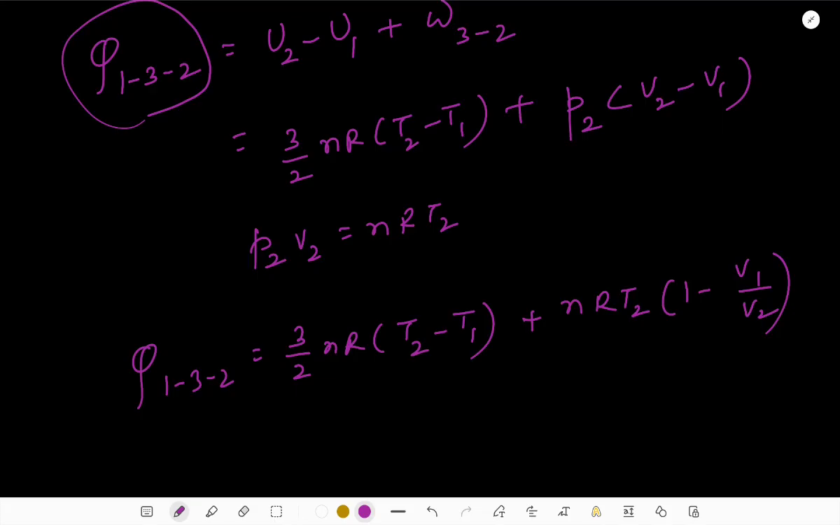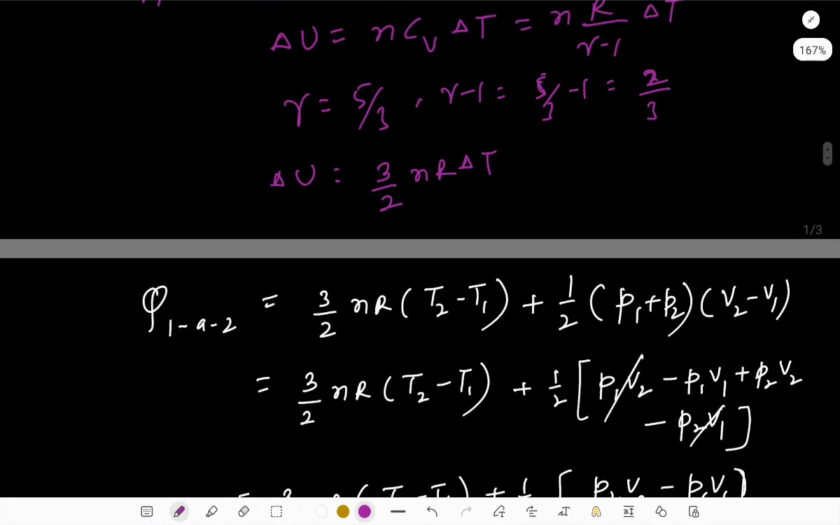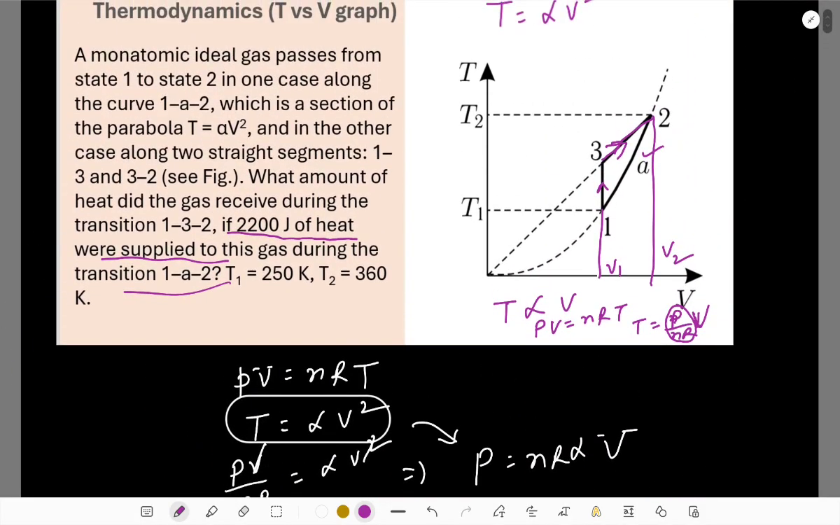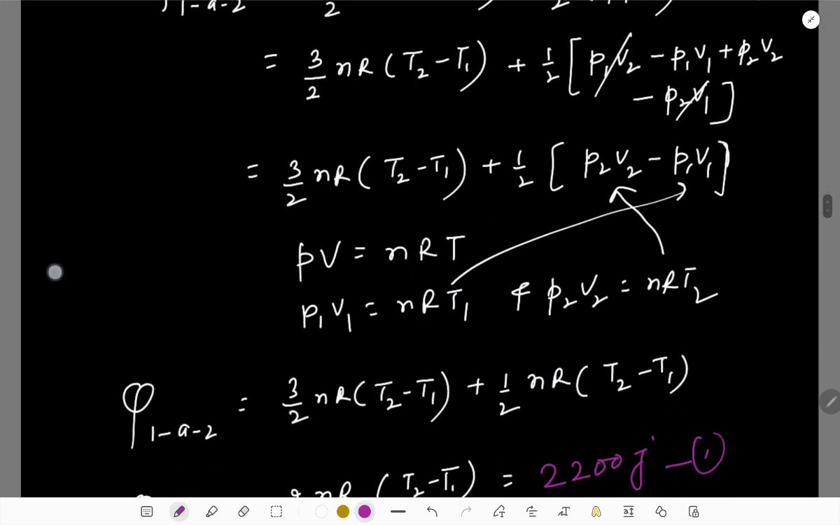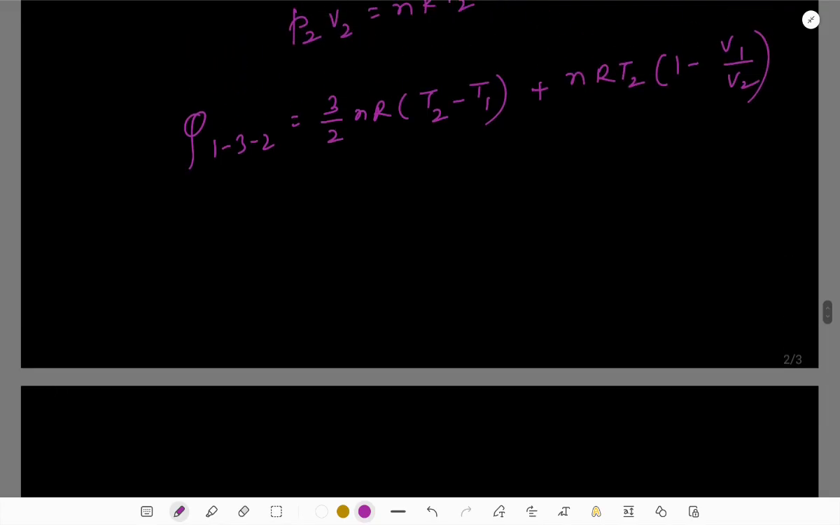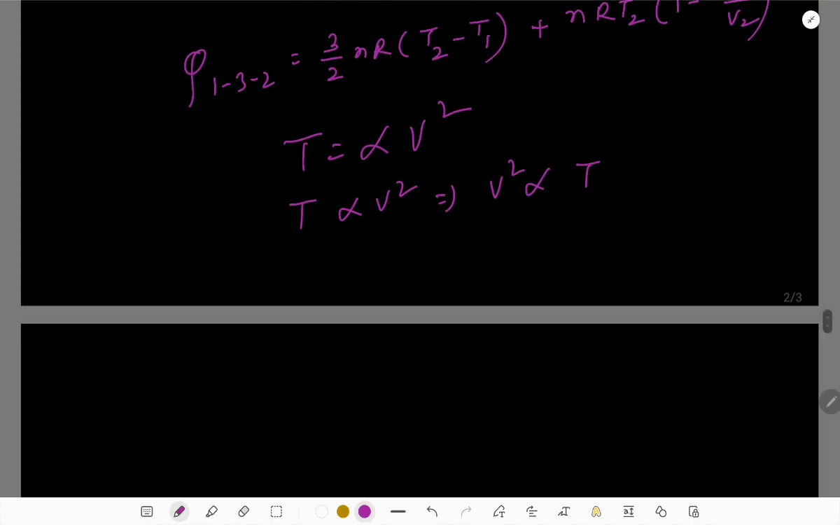the process 1 to 2, in which V1 and V2 were also involved and T1 and T2 were also involved. From this process one equation was given, and that was T equals alpha V square. So alpha is a constant here, that means T is directly proportional to V square, that means V square is directly proportional to T. That means V1 by V2 can be written as under root of T1 by T2.